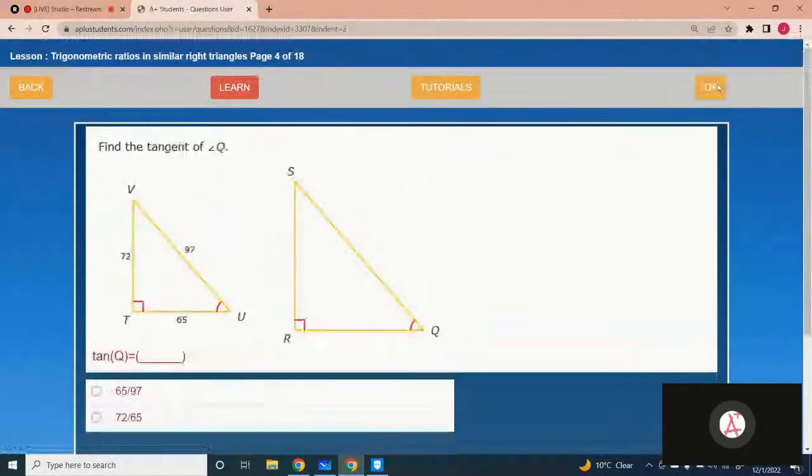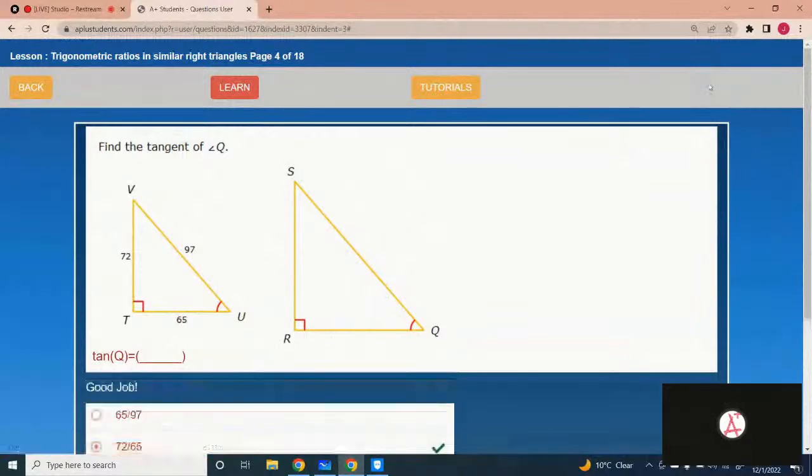Okay, the next one is tangent of angle Q. So the tangent of angle Q is opposite divided by the adjacent. So opposite is 72 divided by the adjacent is 65. It would be 72 over 65. Got it? It would be 72 over 65. Just select the correct option and then click on the OK button.